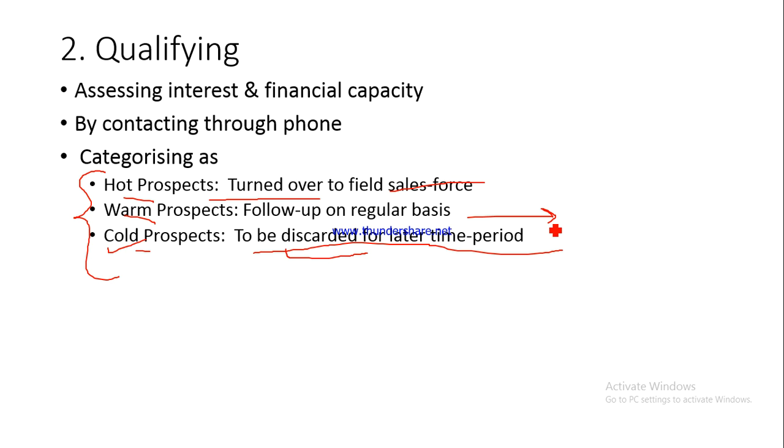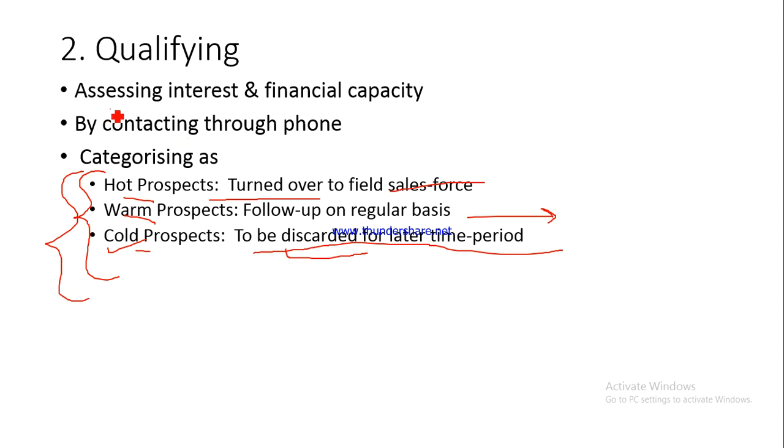So you'll have to keep in touch with them, and then over a number of sessions, over a number of interactions, you might be able to convince them to buy your product. So these are called warm prospects, right? So basically qualifying is categorizing the prospects into hot, warm and cold.